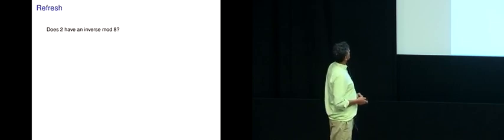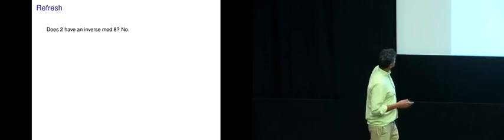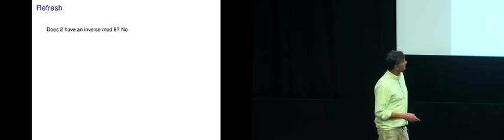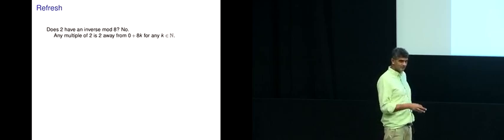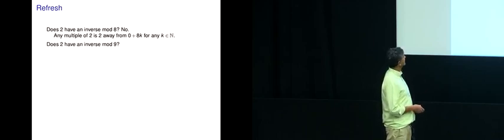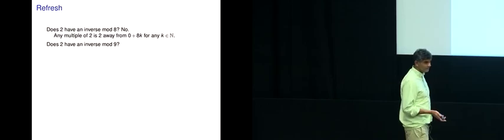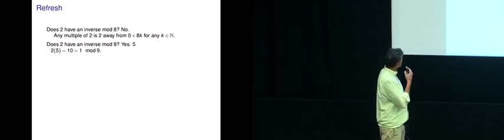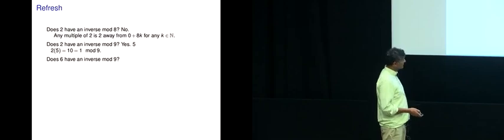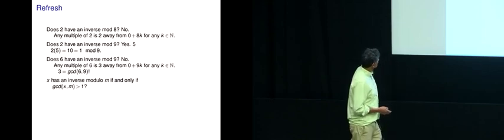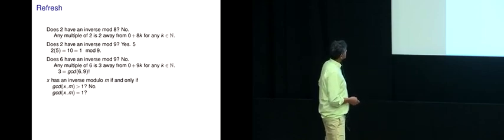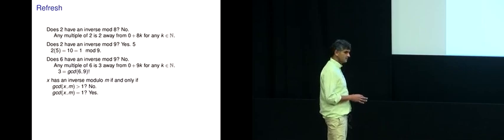Just to be ready, does 2 have an inverse mod 8? Any multiple of 2 is 2 away from 0 plus 8k. I'm telling you the same arguments many times so you see them many times. Does 2 have an inverse mod 9? Yes, it's 5. Does 6 have an inverse mod 9? No, it's a multiple of 3. It's only if the GCD of x and M is 1.